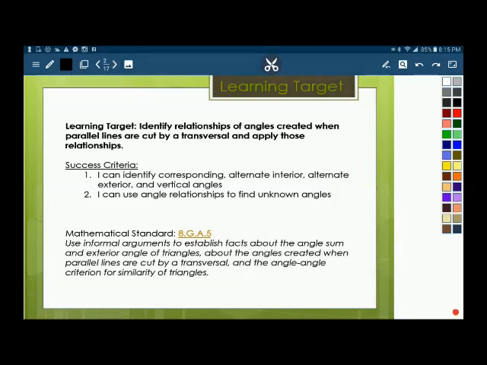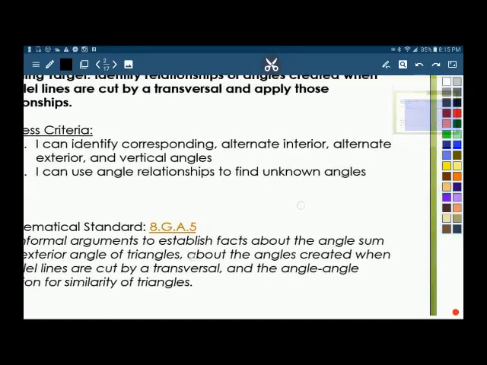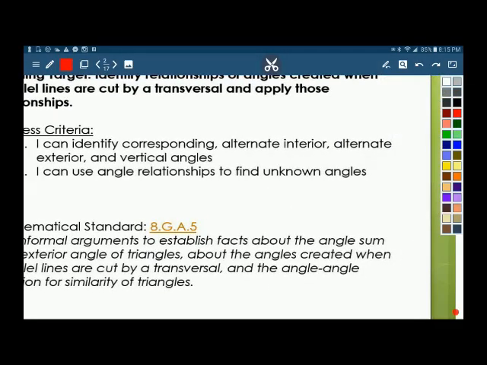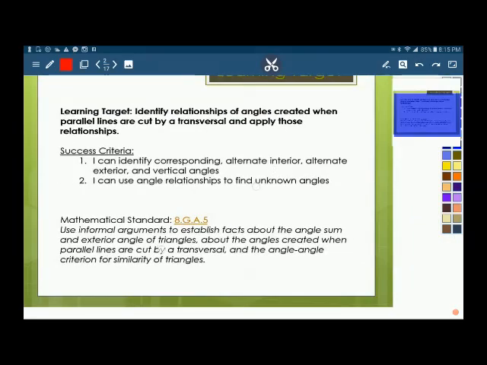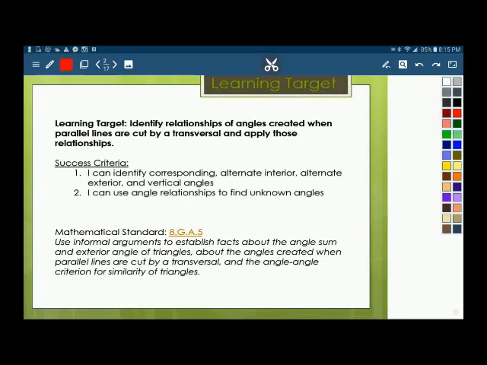Our learning target for today is to identify relationships of angles created when parallel lines are cut by a transversal and apply those relationships. So our success criteria today, we have a few vocabulary words. Specifically, we have corresponding angles, alternate interior angles, alternate exterior angles, and vertical angles. We're going to figure out what exactly those terms mean and how to use them. We're also going to be able to use those angle relationships to find unknown angles.